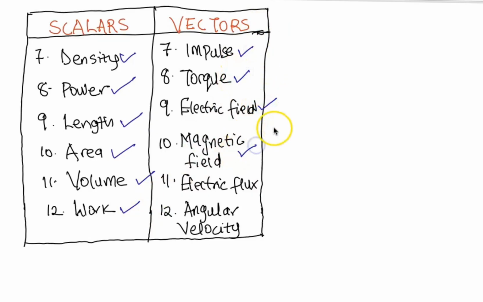field, we have magnetic field. The fields are all vector quantities. We have electric force, and then we have angular velocity. We also have what we call angular momentum. They are all vector quantities.